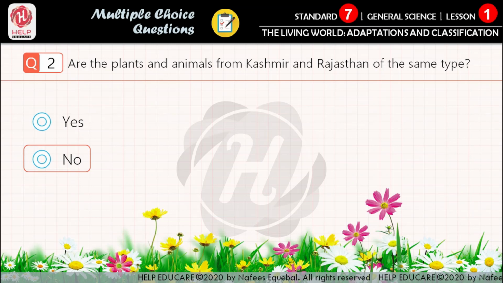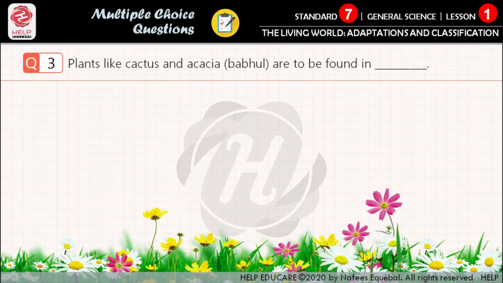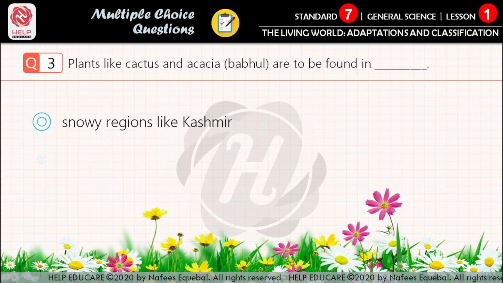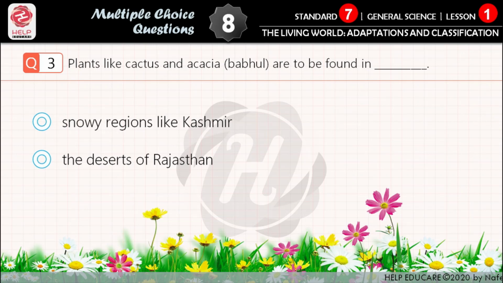Question number 3. Plants like cactus and acacia, babul, are to be found in dash. First option, snowy regions like Kashmir. Second option, the deserts of Rajasthan. Correct answer is the deserts of Rajasthan.